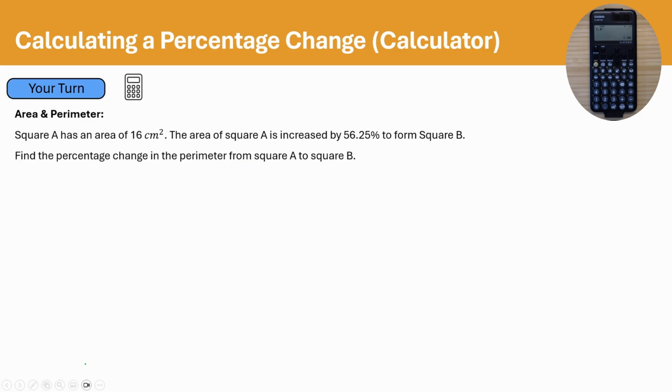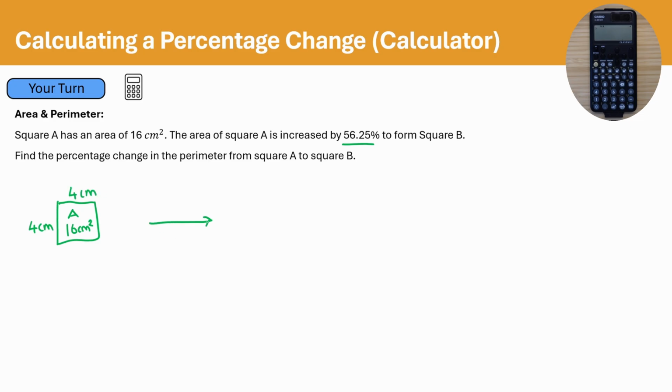Pause the video and give this question a go, and then we'll run through it together. Make sure to draw a diagram to help you. So square A has an area of 16 centimeters squared. The area of square A is increased by 56.25% to form square B. Find the percentage change in the perimeter from square A to square B. Let's draw square A. Square A has an area of 16 centimeters squared. I would already be thinking that that means it has side lengths of 4 centimeters.